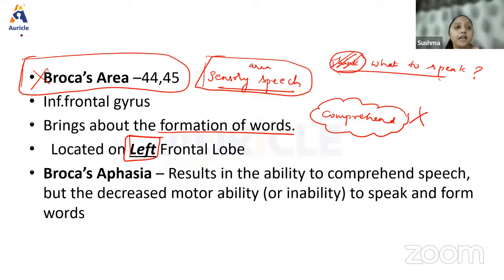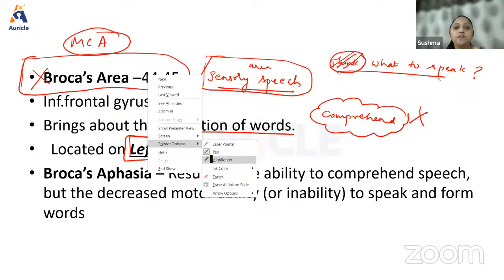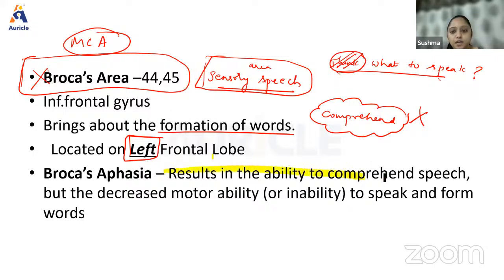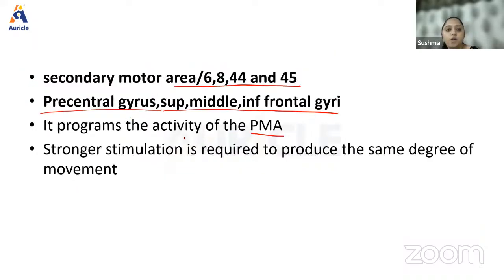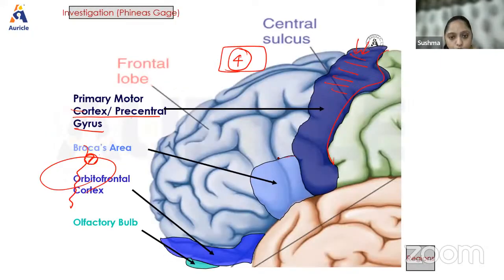This is such an important area, guys, which comes in the territory of the MCA. So whenever there is an MCA stroke, Broca's area is affected. Because of this, I have all of these manifestations: inability to comprehend speech, and decreased motor ability to speak and form words. We'll have difficulty making speech and forming words. And where is this present? This is the Broca's area near the calcarine sulcus. So this is the calcarine sulcus, guys.